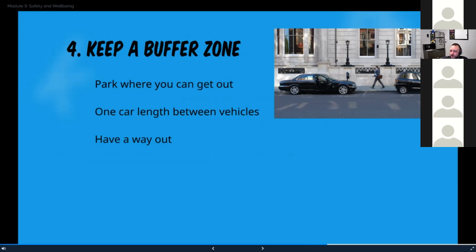Number four, keep a buffer zone. Park where you can get out. Don't park right up next to the person in front of you. Always have a way out in case for some reason you guys get pushed in there, right? Definitely, if something goes bad in the house, you want to be able to get out.